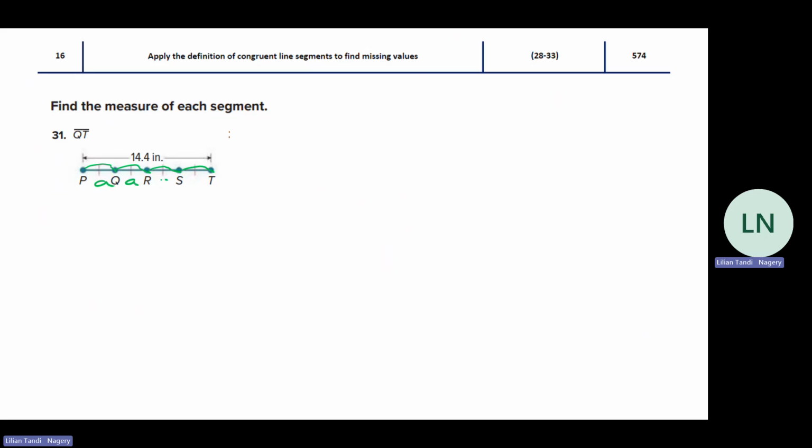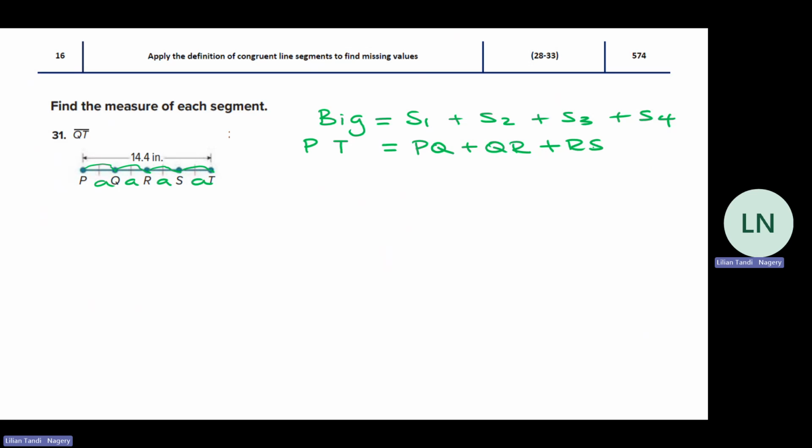So I'm going to replace them with a variable because I don't know the value of the number. But I know that I have a big part that is divided into 4 equal parts. So small 1, small 2, small 3, small 4. Then my big part is PT. My small part is PQ. My second small part is QR. My third small part is RS. And the last small part is ST.